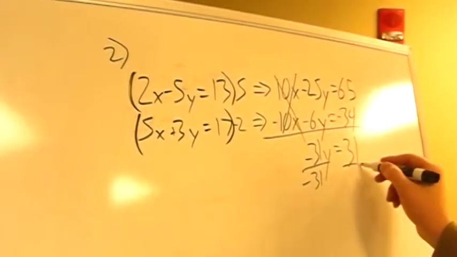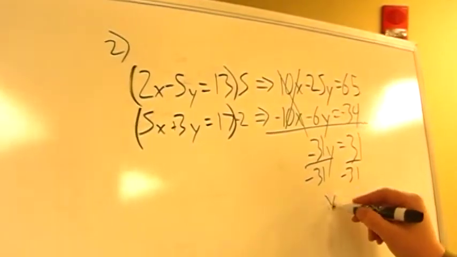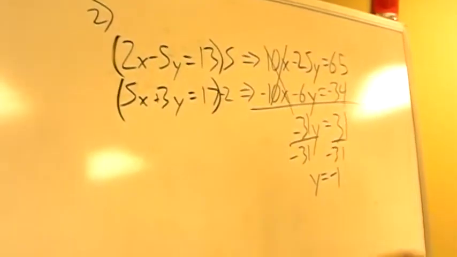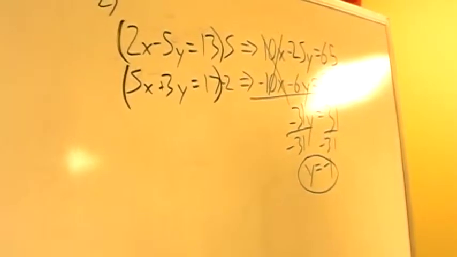Going back to our algebra again. And our y is equal to, that's right, negative 1. So we know what our y is. Well, let's figure out what our x is.